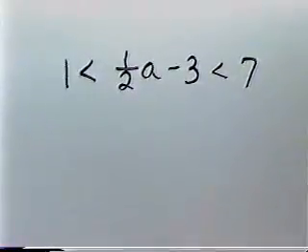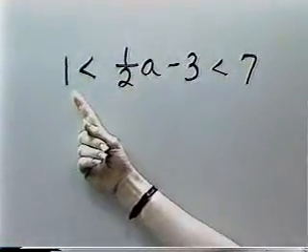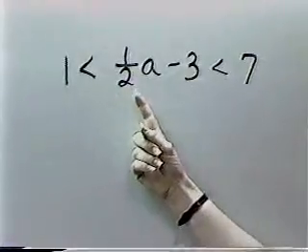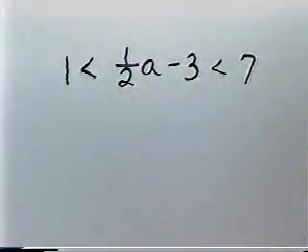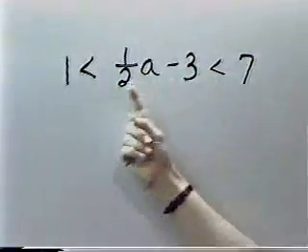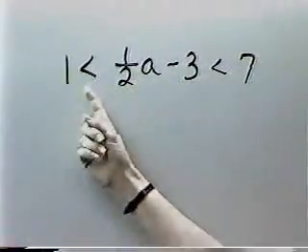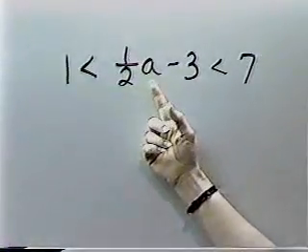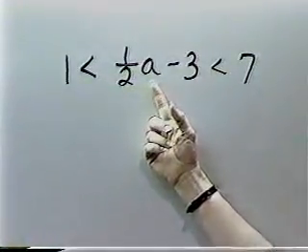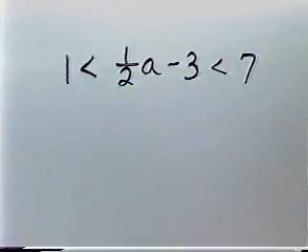I'd like to look at one more compound inequality. 1 is less than a half a minus 3 is less than 7. Once again, this is a compound inequality. You see two inequality signs. To solve this, we'd like a by itself in the middle of this compound inequality.